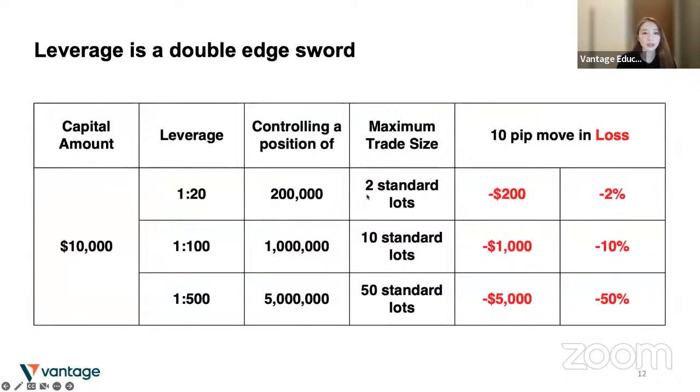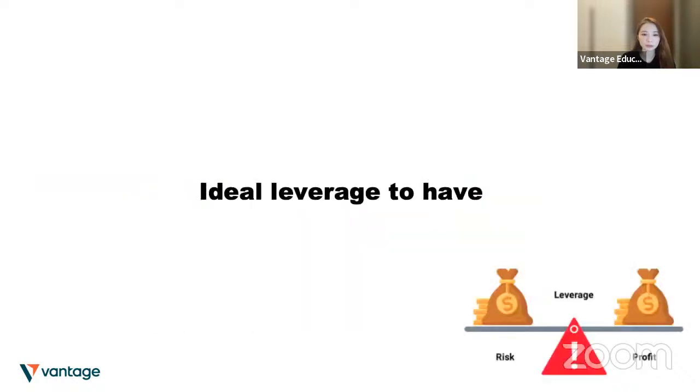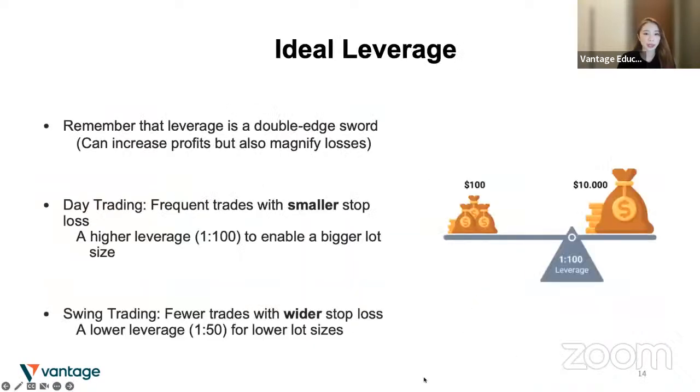All right. However, in the same context, if the 10 pip move is in the opposite direction of your analysis, we're looking at a loss of $200, $1,000, and $5,000. So this will be 2% of your portfolio. That seems pretty okay. 10%, a bit cutting it. However, 50% is the real burner. So when you're using a leverage of 1:500, it is something to be aware of. Remember that leverage is a double-edged sword.